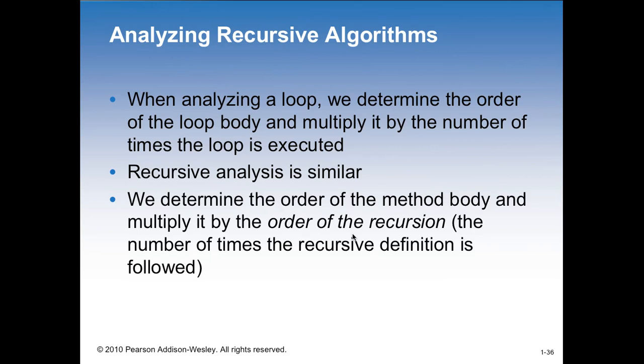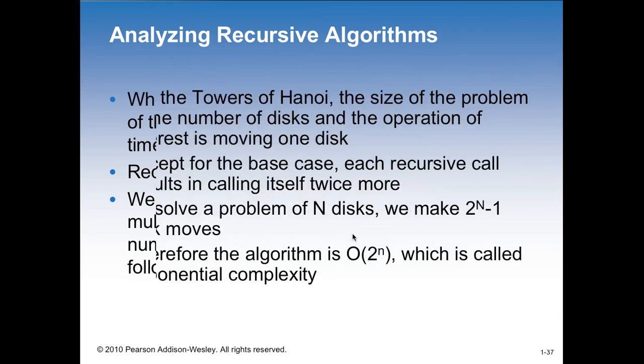So, analyzing recursive algorithms. When analyzing a loop, you determine the order of the loop body and then multiply it by the number of times the loop is executed. And then you get the level or the order of complexity that's associated with it. Recursive analysis is similar. You determine the order of the method body and then multiply it by the order of the recursion. How many times is it going to call itself? The number of times the recursive definition is followed is similar to the concept of the loop. So the efficiency is about the same in terms of the running time, the analysis of the algorithm there.